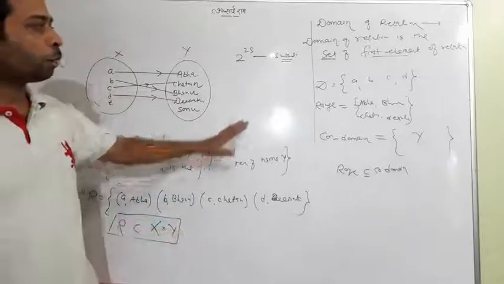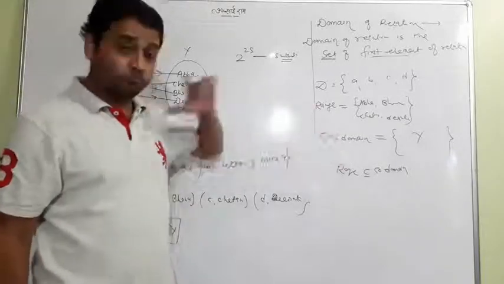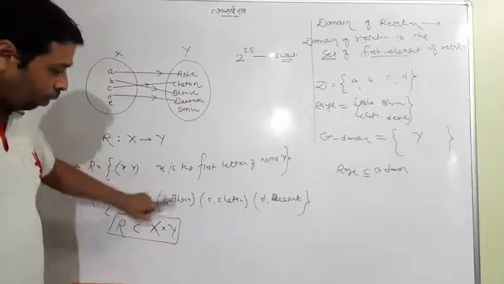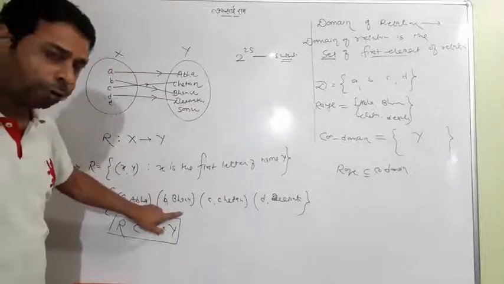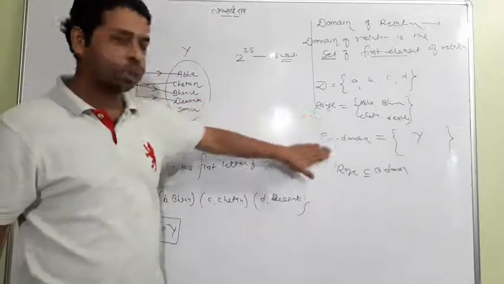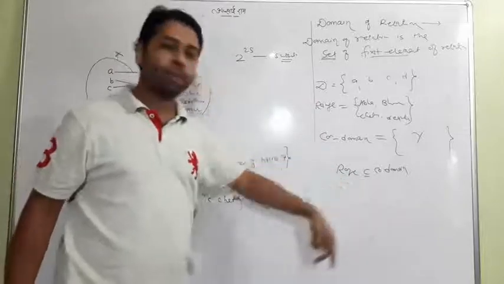And now domain, range and codomain, and the arrow diagram, again I taught you. This is the set builder form of the relation. This is the roster form of the relation. This is the arrow diagram of the relation. This is the domain, this is the range, this is the codomain. And lastly, range is a subset of the codomain.